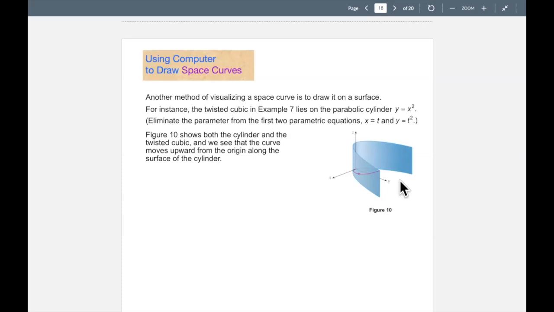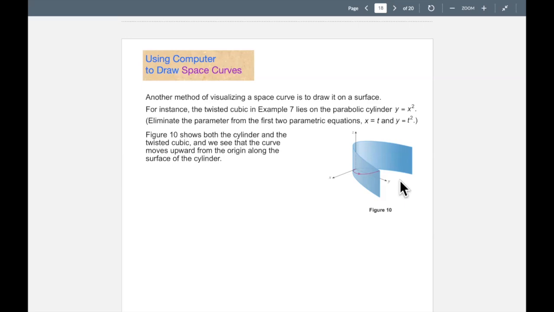The same twisted cube, the one that we just talked about, we can actually draw it on a surface. Remember, y equals x squared is this cylinder.